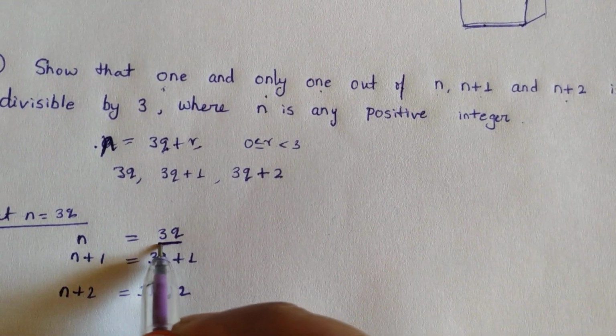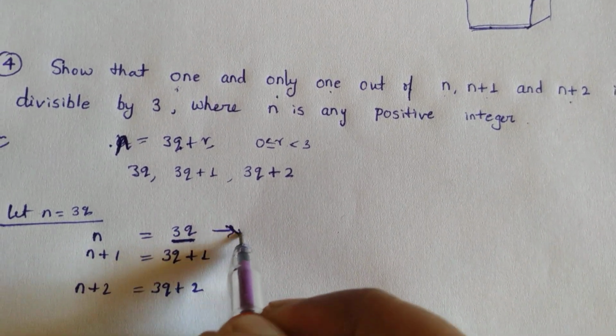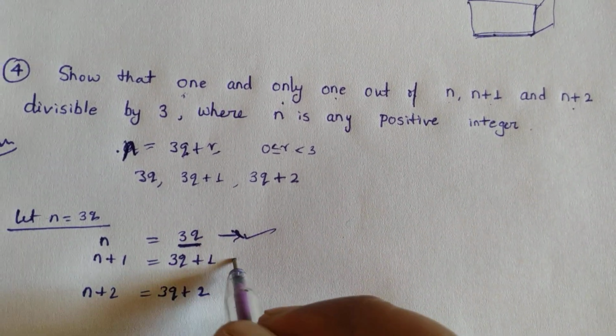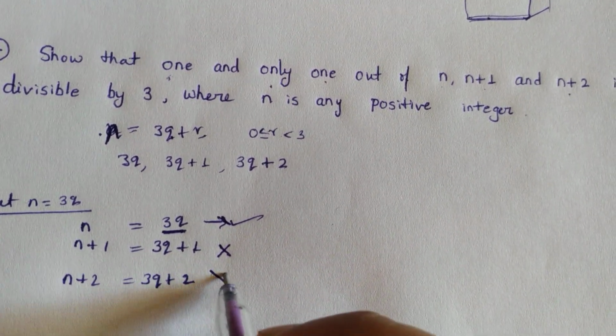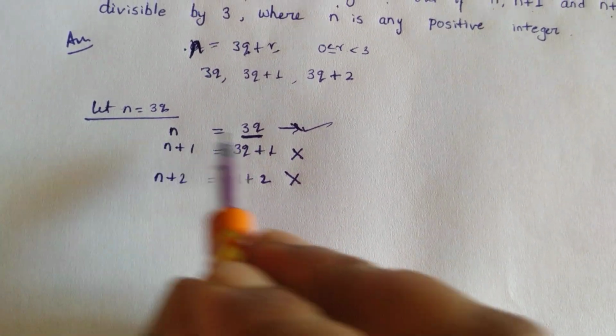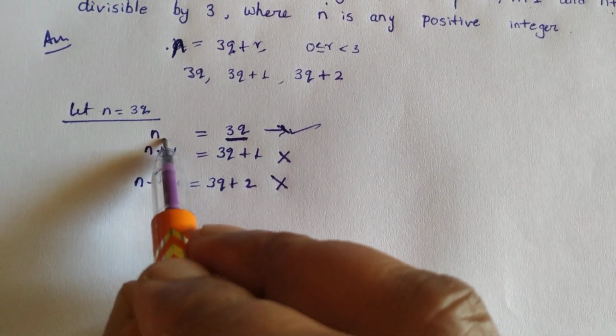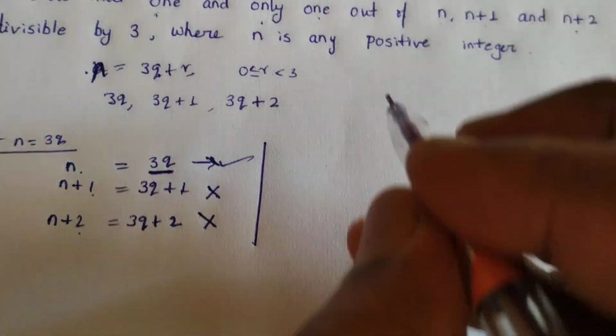Here you can see that 3q is a multiple of 3, it is divisible by 3. And 3q plus 1 is not divisible by 3, you can't take 3 common here. And also 3q plus 2 is not divisible by 3. So in the first form, when n is equal to 3q, n is divisible by 3, but n plus 1 and n plus 2 are both not divisible by 3.